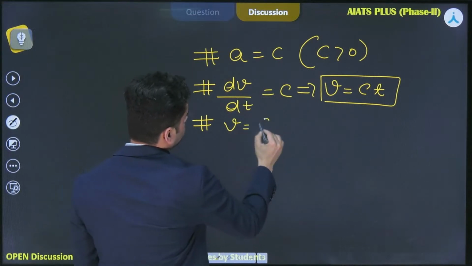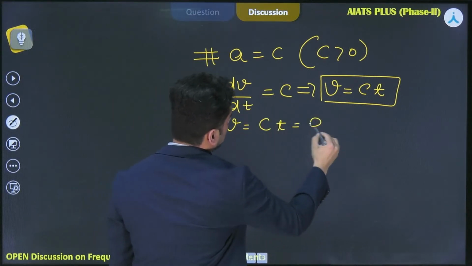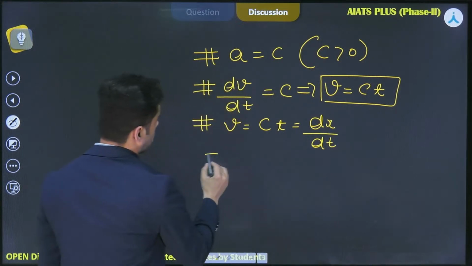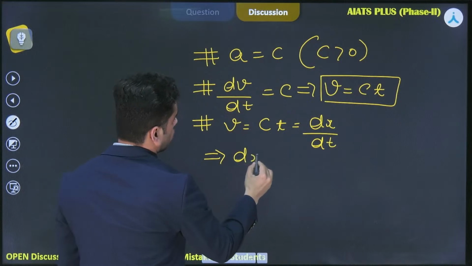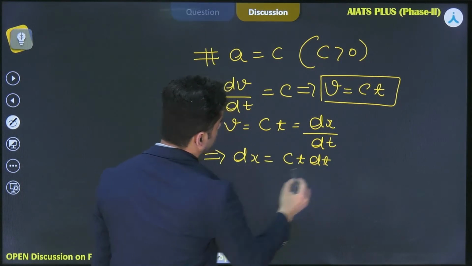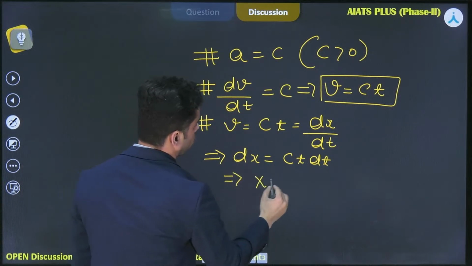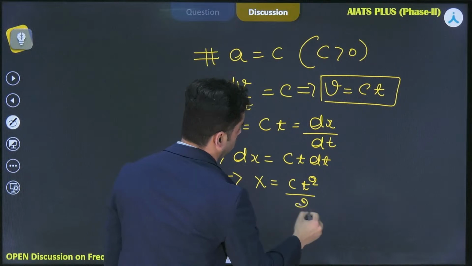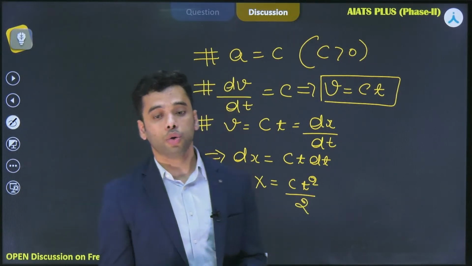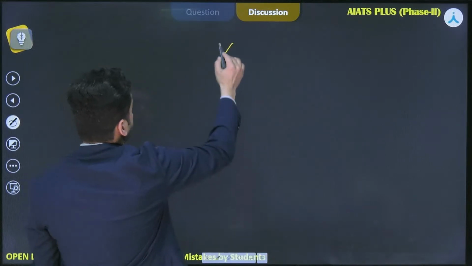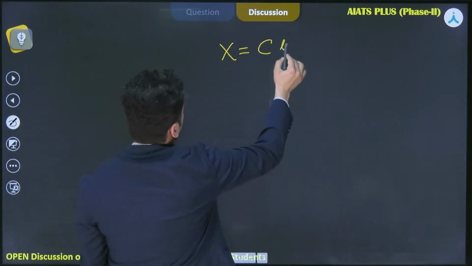v is equal to ct, and v is also equal to dx by dt. So from here, dx should be equal to ct dt, and if I integrate this, x should be equal to ct square by 2. x is coming out to be equal to ct square by 2.